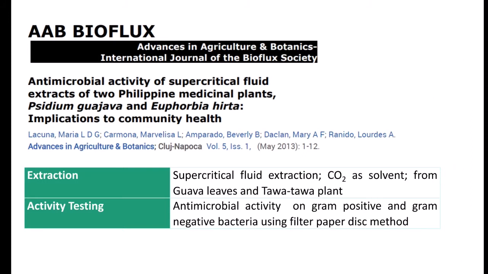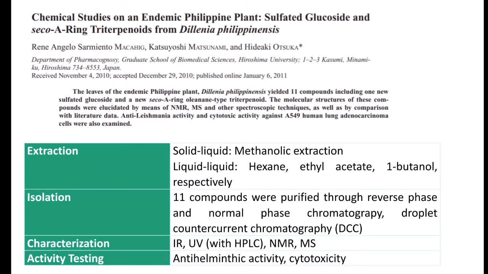So as promised, we will go back to the studies that I showed earlier. So for this study, the extraction they used is supercritical fluid extraction. So if you are interested in reading their extraction process, feel free to read that. So in this paper, for their extraction process, they did methanolic extraction for solid liquid, and for the liquid-liquid, they used hexane, ethyl acetate, 1-butanol, respectively. Okay, and for the isolation, they isolated 11 compounds and purified through different chromatography techniques. And for the characterization and structure elucidation, they used IR, UV, NMR, and MS. Okay, if you're interested, again, feel free to read that.